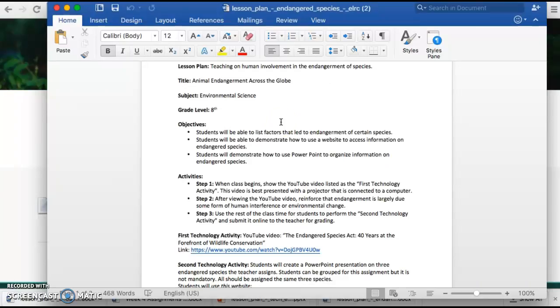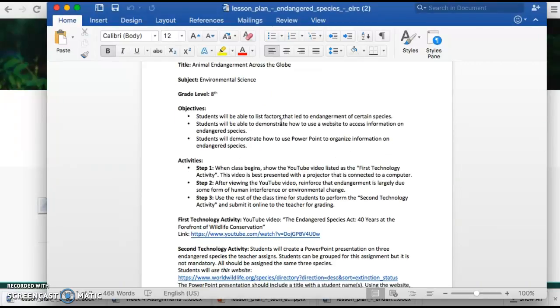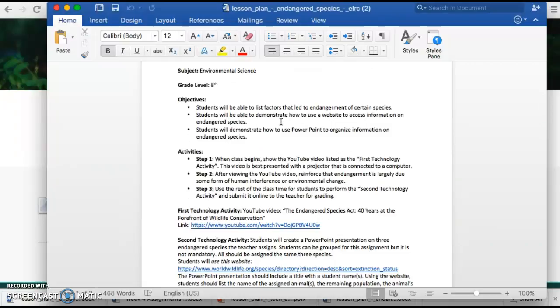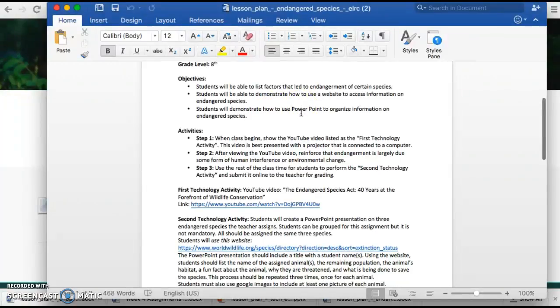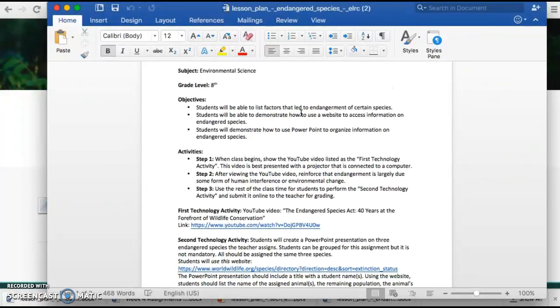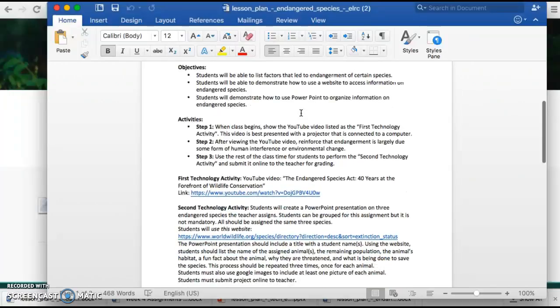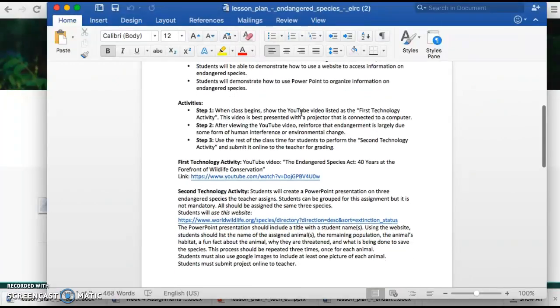Objectives: students will be able to list factors that led to the endangerment of species, students will be able to demonstrate how to use a website to access information on endangered species, and students will be able to demonstrate how to use PowerPoint to organize information on endangered species. So while they are learning about endangered species, they are definitely putting technology to use in this lesson plan.